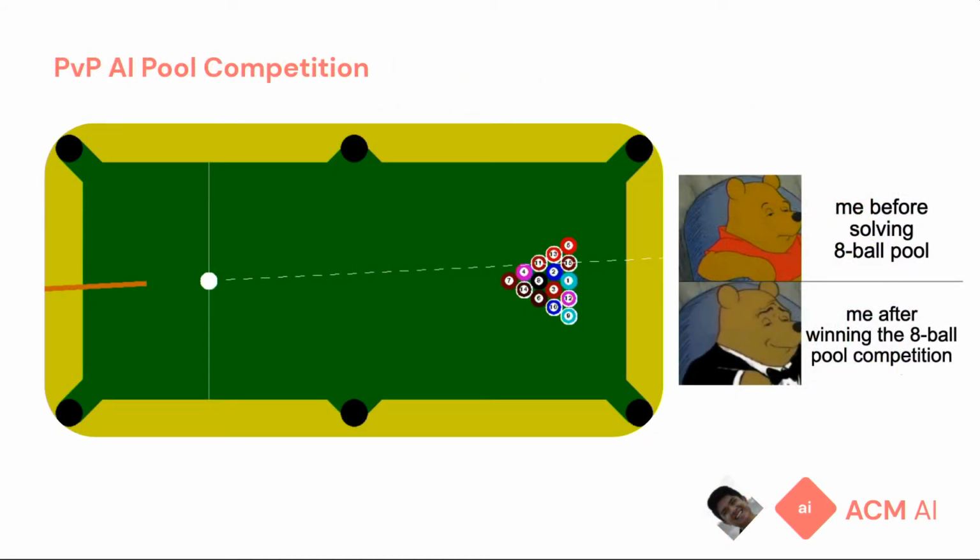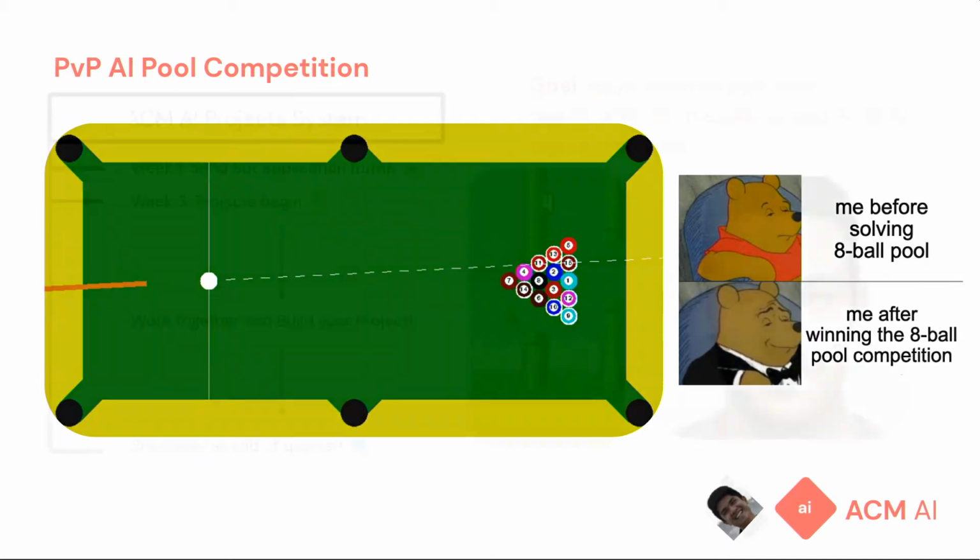Along with this, we're going to host a more non-mathy, more fun, more interactive competition called our PvP AI pool competition, where you could build a bot to play pool by yourself or play pool against another bot. What's cool about this is that we made this pool environment ourselves, so if you've ever played pool on your mobile phone, you can flex on your friends that you did pretty well on it.